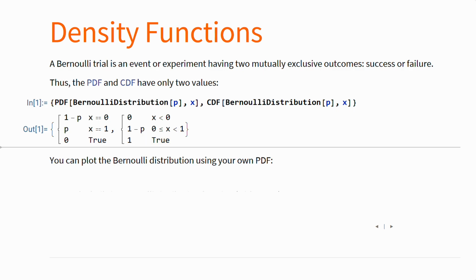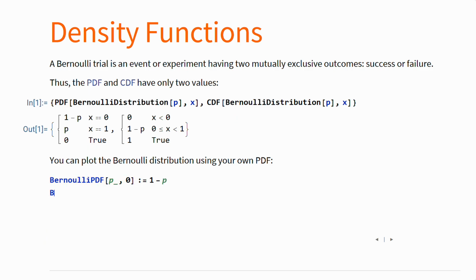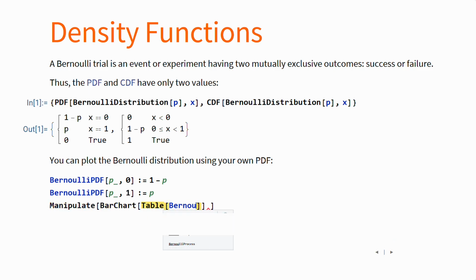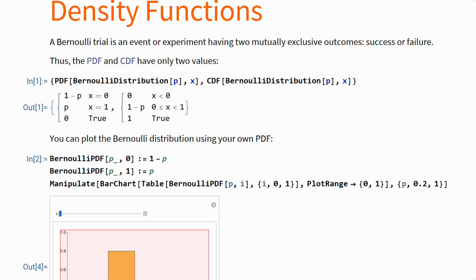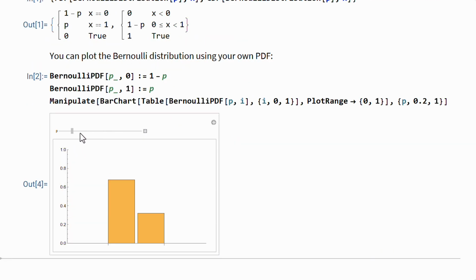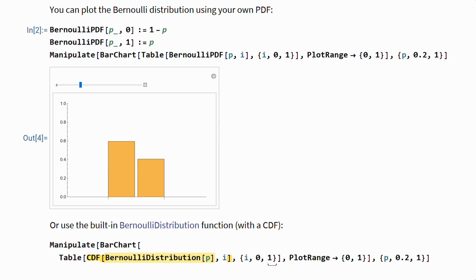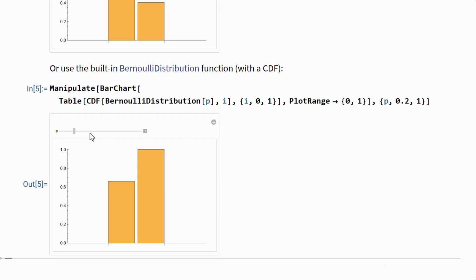All PDFs explained in the next two chapters can be user-defined. For example, you can define the Bernoulli PDF yourself, then plot it. But it's usually better to use the built-in distribution, named BernoulliDistribution, as you see here plotting the CDF. I chose to set the plot range so that you can clearly see the absolute increase or decrease of probability.